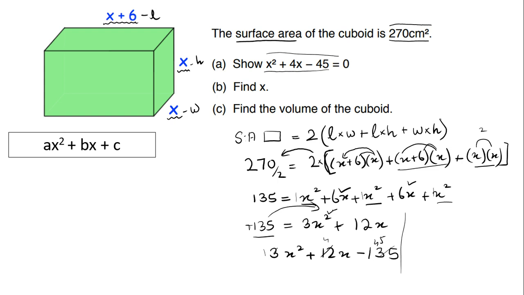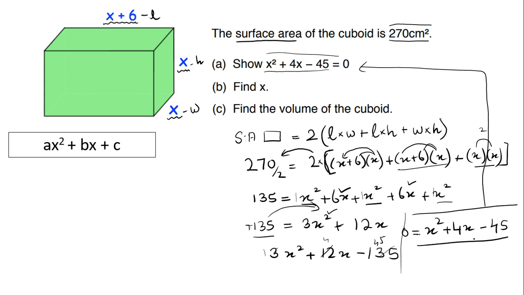So I'm going to do 3 times 1, 3. So I have 1x squared, which is the same as x squared, and 3 times 4 is 12x, so plus 4x, and then 3 times 45 gives me 135. So instead of 135, I have 45, so negative 45. Therefore, this is the final equation that I get: x squared plus 4x minus 45. And that obviously is equal to 0 because we already took the 135 to the other side. So over here, after the equal sign, we have a 0. That is how I can simply prove that x squared plus 4x minus 45 is equal to 0.